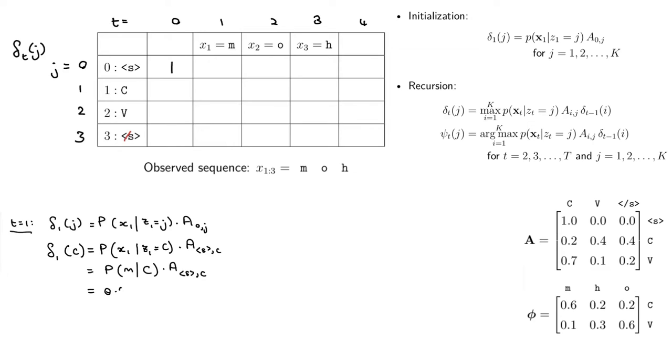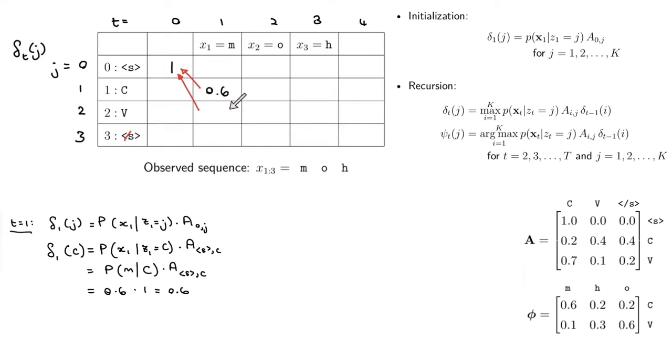0.6. And then what is the probability of transitioning into a constant from the start sequence? 1. 1 is correct. Okay, so that's 0.6. So what we do is, at time step 1, when we've generated M, our one option is to be in state C, and the delta term for that case is 0.6. Okay, you with me? And you can actually put the backtrace in already.